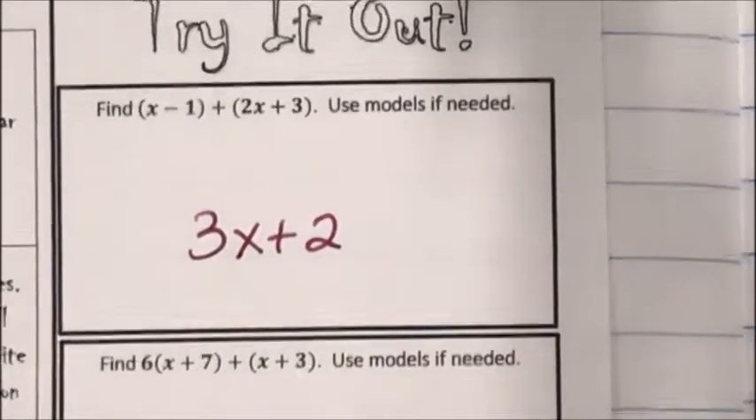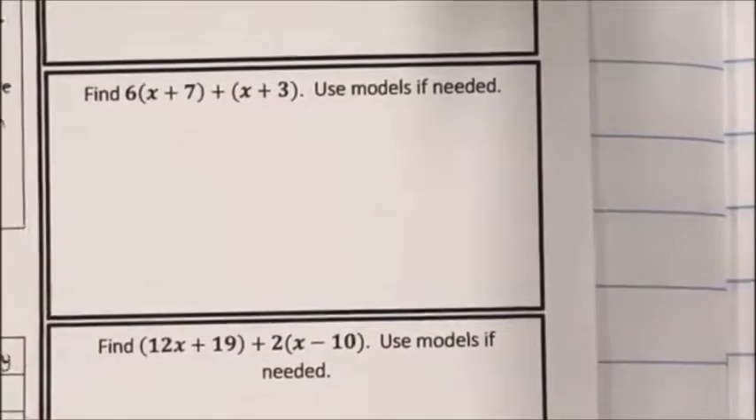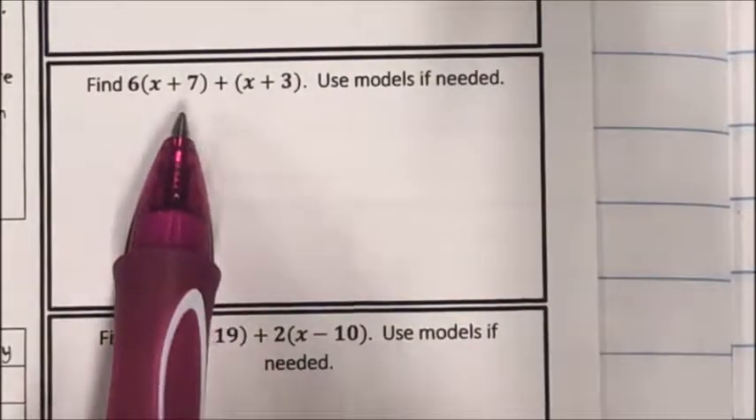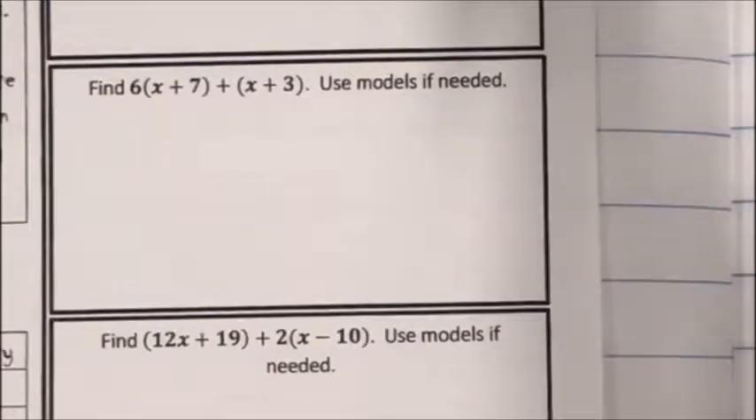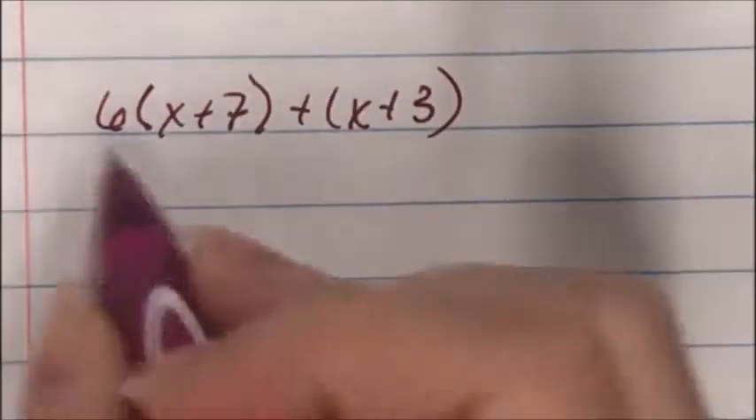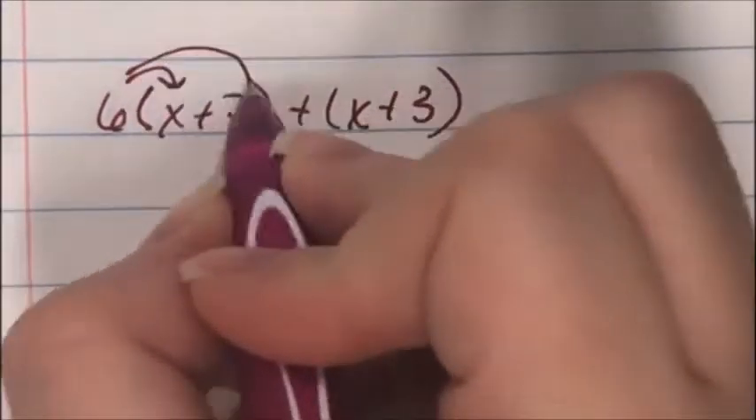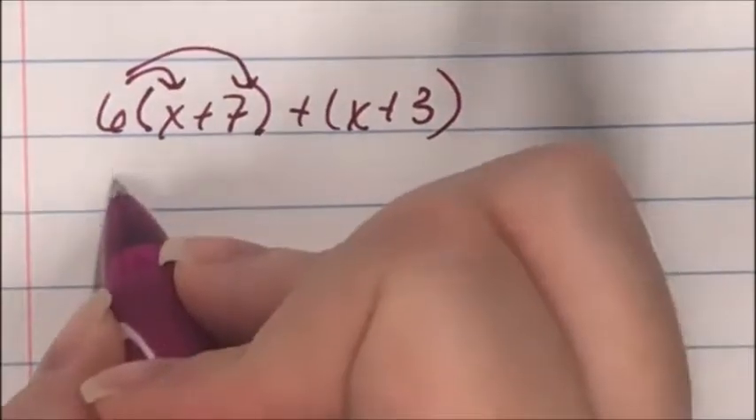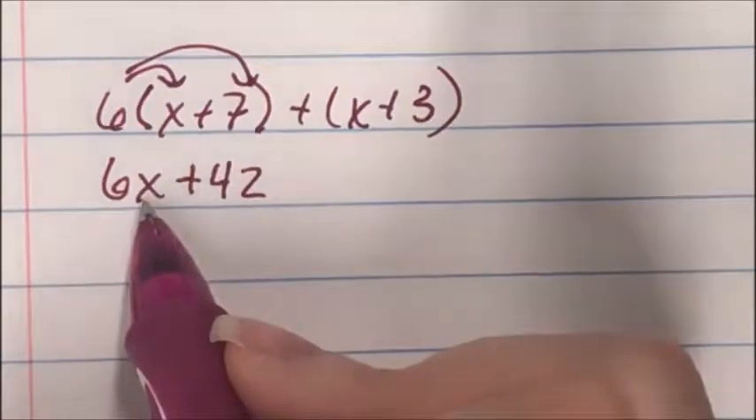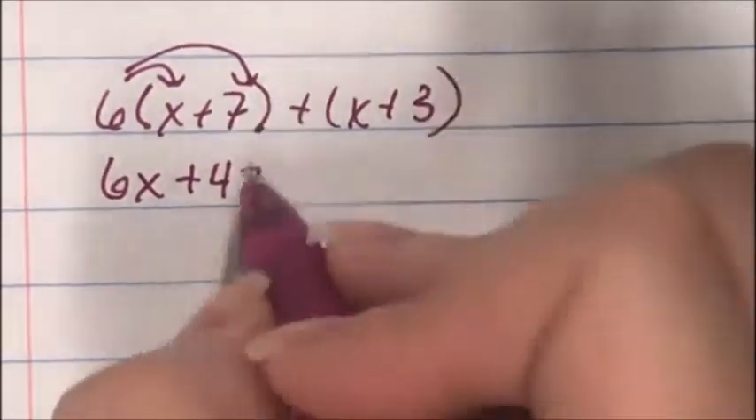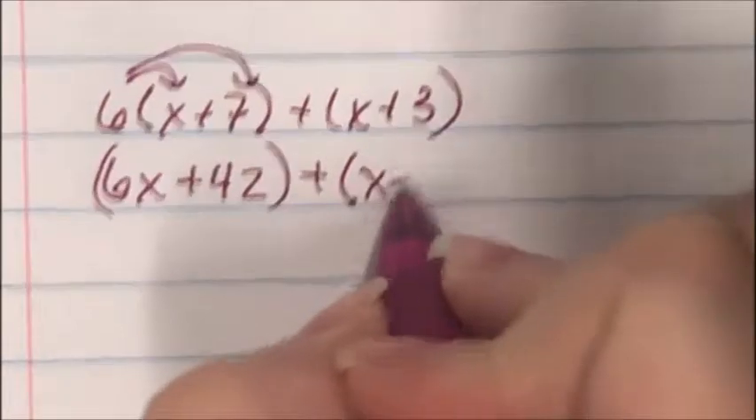Okay. My second try it out problem says find 6 times the quantity x plus 7 plus x plus 3. Use models if needed. So the first thing that we want to do, after I rewrite this expression, is use the distributive property. So I'm going to distribute 6 to the x and to the 7. This gives me 6x plus 42. 6 times x is 6x. 6 times 7 is 42. Plus x plus 3.